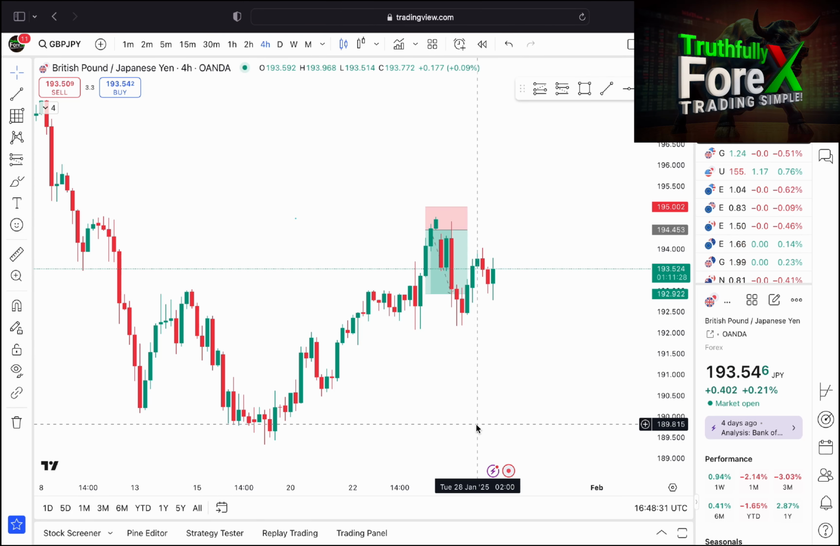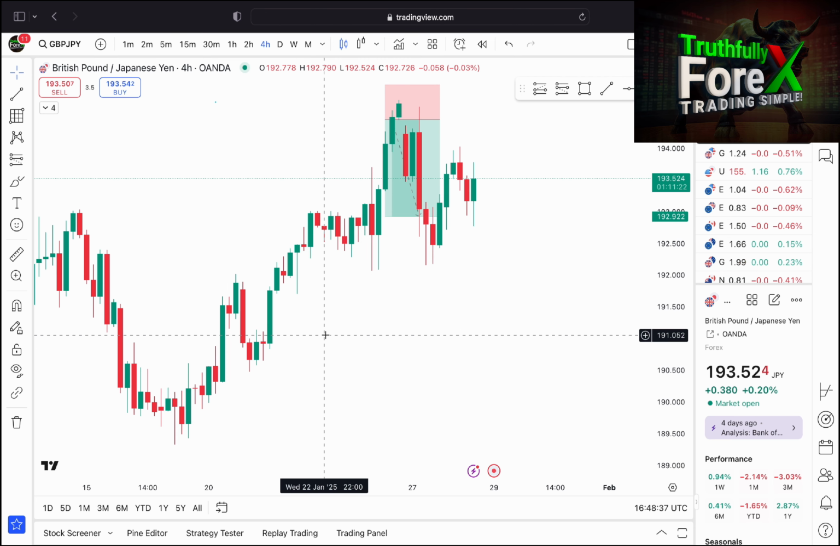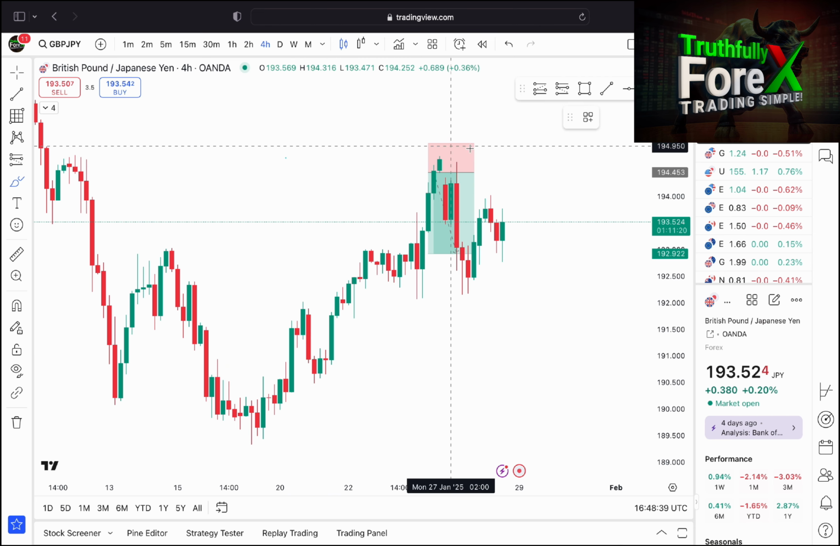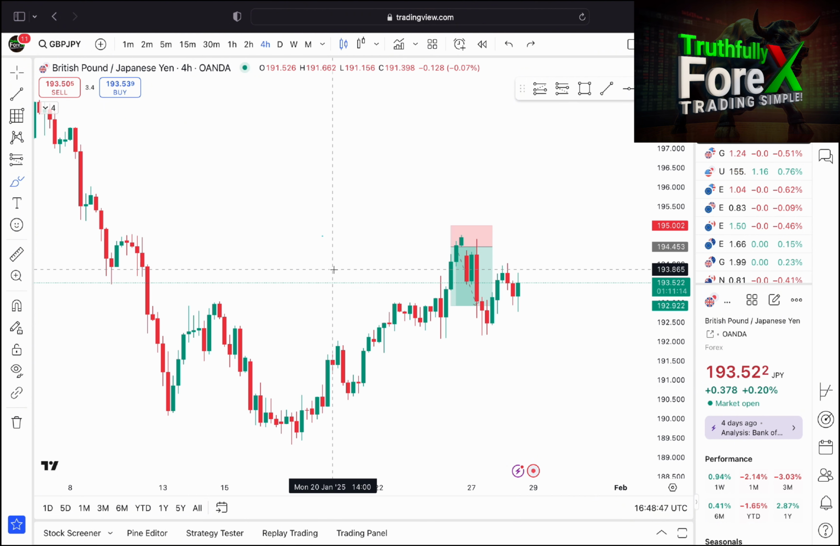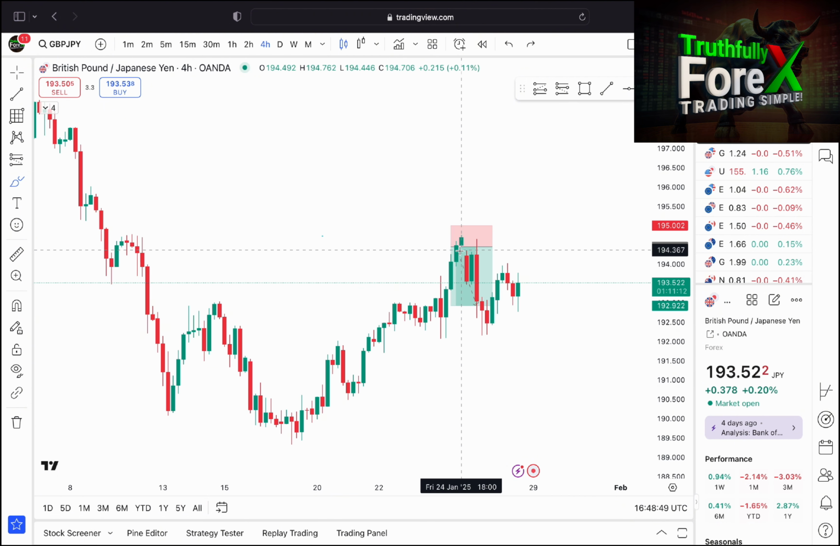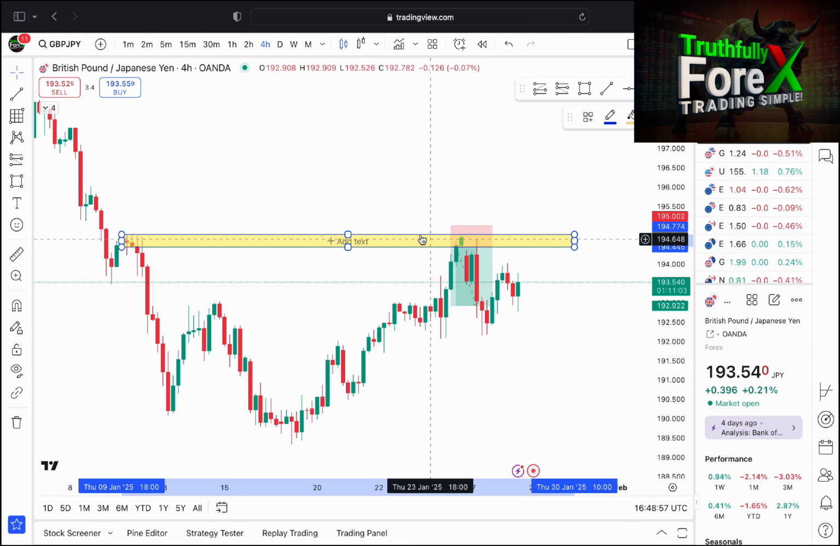Straight into it on the Great British Pound JPY short trade we took. So why did we take this trade? This is the trade we took here, right there. I looked for a level where institutions were interested before, and this is here. It's a 4-hour supply.